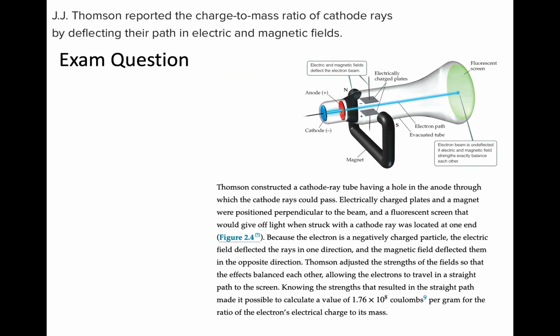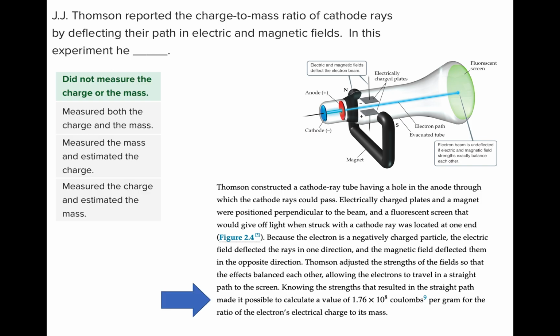On some of the exams, I noticed a question involving J.J. Thomson's experiment and the charge to mass ratio of cathode rays as they were being deflected in electric and magnetic fields. The exam question asked, in this experiment, what did he measure? Was he measuring the charge, the mass, or did he not measure the charge and the mass because he only was able to determine the ratio? The correct answer is he was only able to determine the ratio in this experiment.